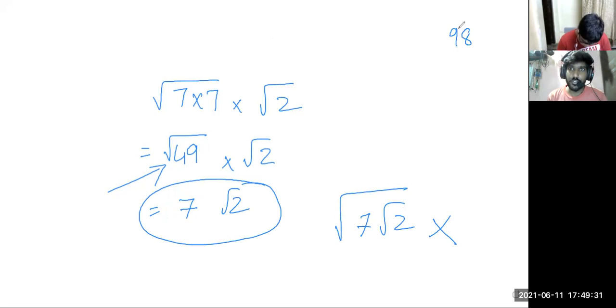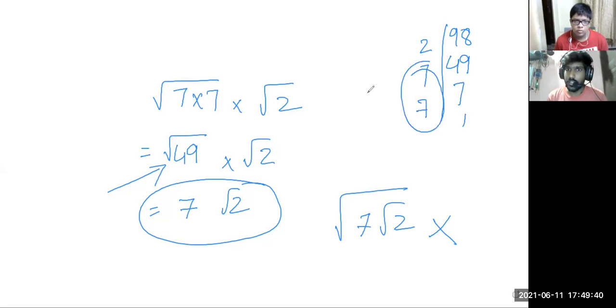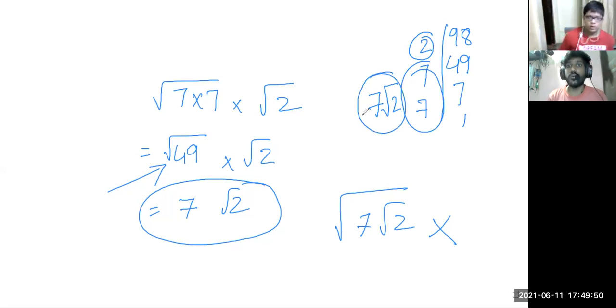If you're getting confused, you just look at this prime factorization that you did. 2 into 7, 7 and 7. So this 7 is common, so put it once only. And root 2, 2 is single. So whichever number is single, you just put a root sign and write that number inside that root sign. So 7 root 2 is your answer. So it should match. Understood? Correct it just now. Correct it on your book just now.